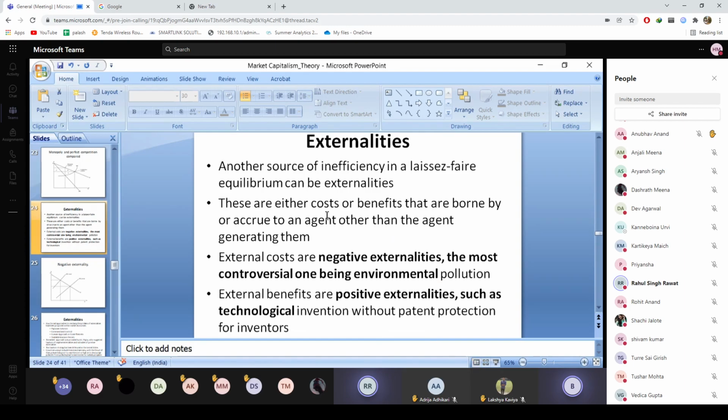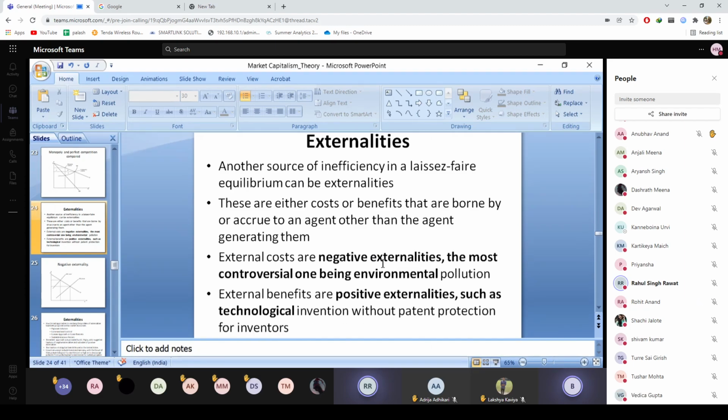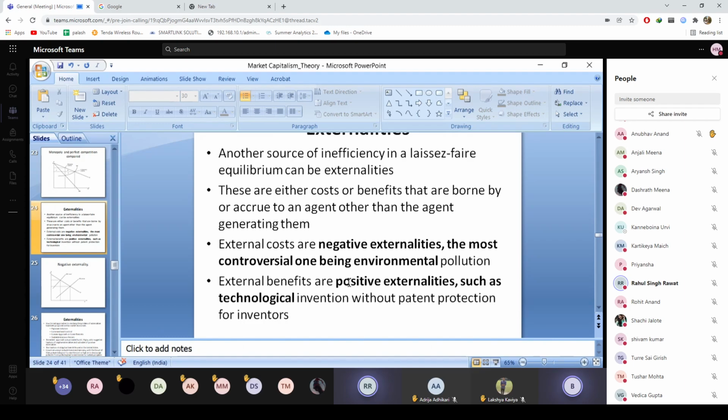Now the other is the externalities, the second one. This is another source of inefficiency in market equilibrium. These are basically costs or benefits that are borne by, or accrue to, an agent other than the agent generating them. That is the concept called externalities. External costs are negative externalities, and the most controversial one is environmental pollution. External benefits are positive externalities, such as technological inventions without patent protection for inventors, or even the investment in your own garden, which can give benefits to your neighbor without your neighbor compensating you for your costs. So there are a lot of examples of positive externalities.